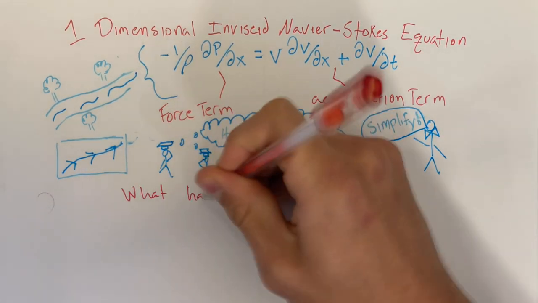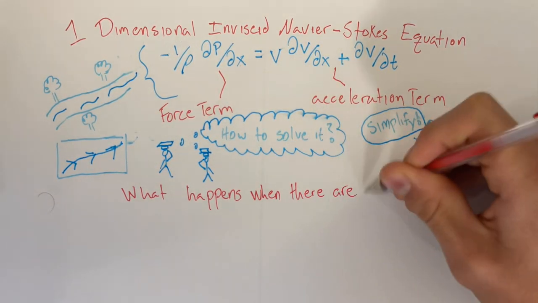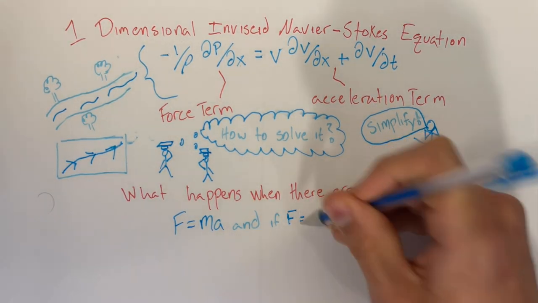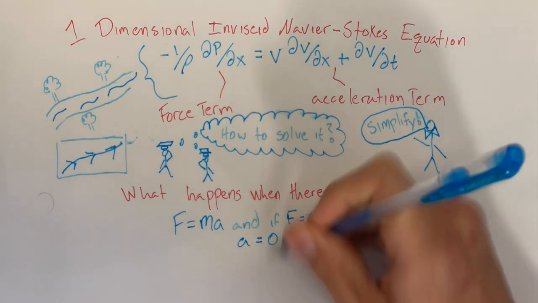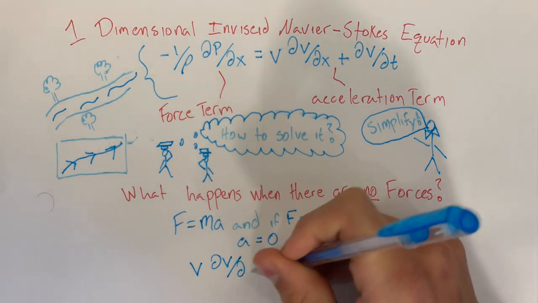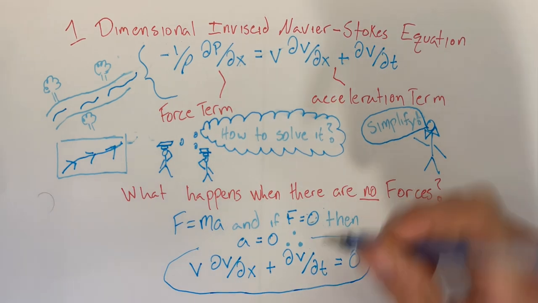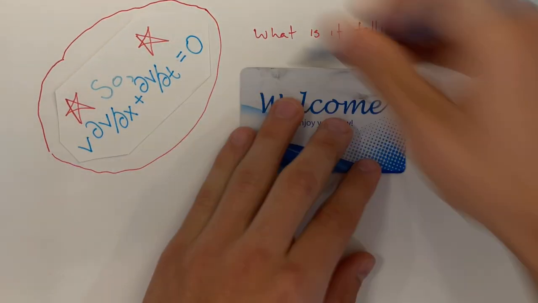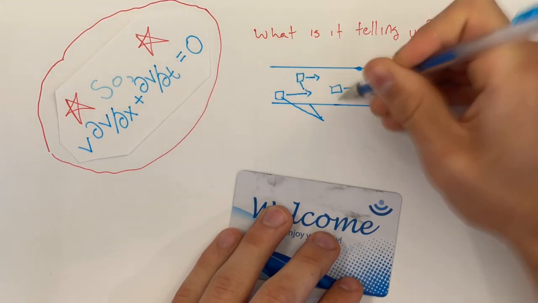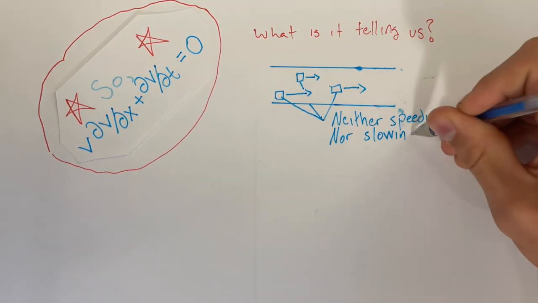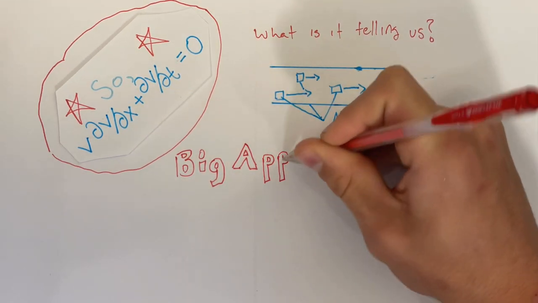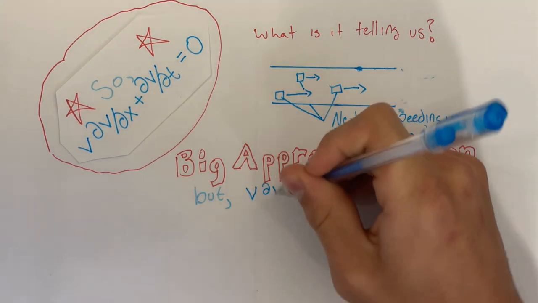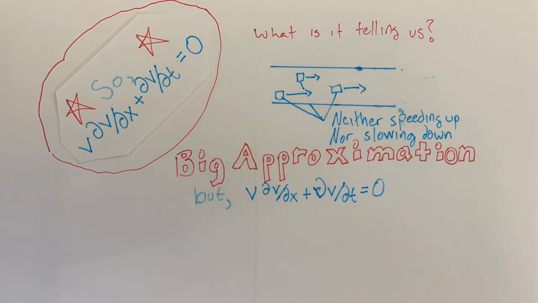What if we asked what happens to our idealized one-dimensional fluid if no forces were acting on it? Well, F equals ma, and if F equals zero, then acceleration is zero. In other words, a equals zero, so v partial v partial x plus partial v partial t equals zero. All this differential equation is saying is that each element of our fluid feels no forces, and therefore is not accelerating. Of course, this is a fairly large approximation, but it is an approximation so useful that it has its own name, the inviscid Burgers equation.